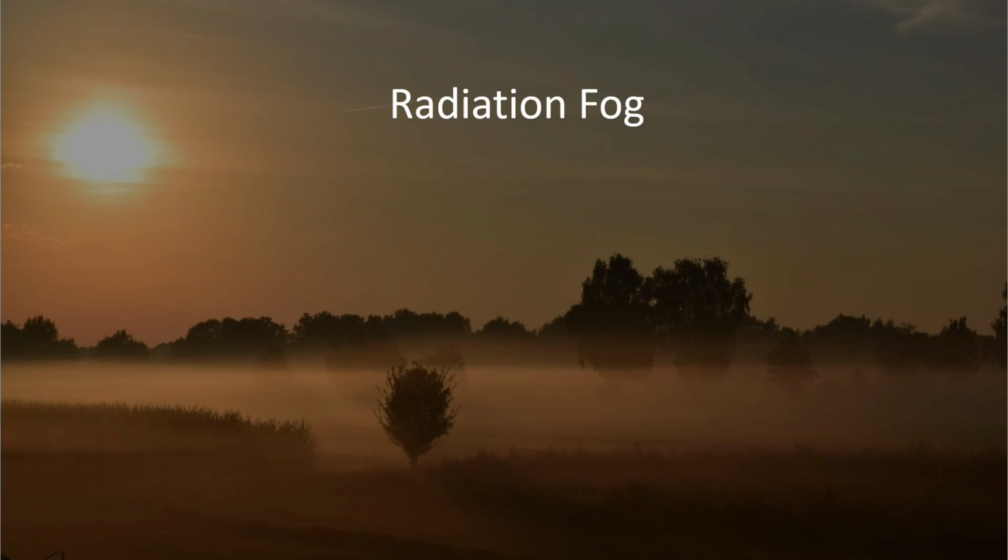Radiation fog forms on clear, calm nights when the ground loses heat after sunset. As the ground cools, it cools the air just above it. If the air reaches the dew point, water vapor condenses into tiny droplets, forming fog. This type of fog is common in the early morning and often disappears after sunrise as the ground warms up again.